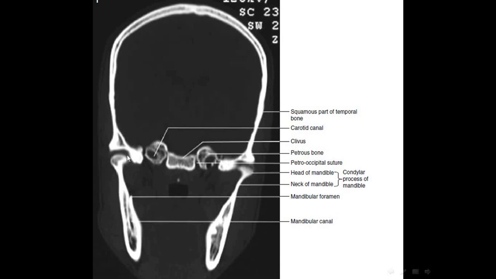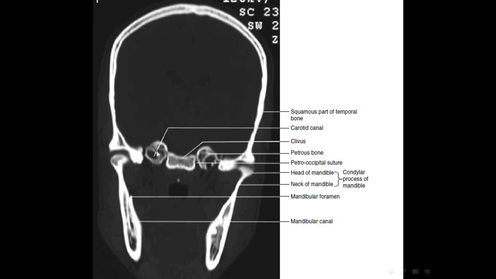More posteriorly here we can see the temporomandibular joint. So this is the head of mandible, and this is the neck. Both are called the condylar process of mandible or mandibular condyle, which with the mandibular fossa form the temporomandibular joint.